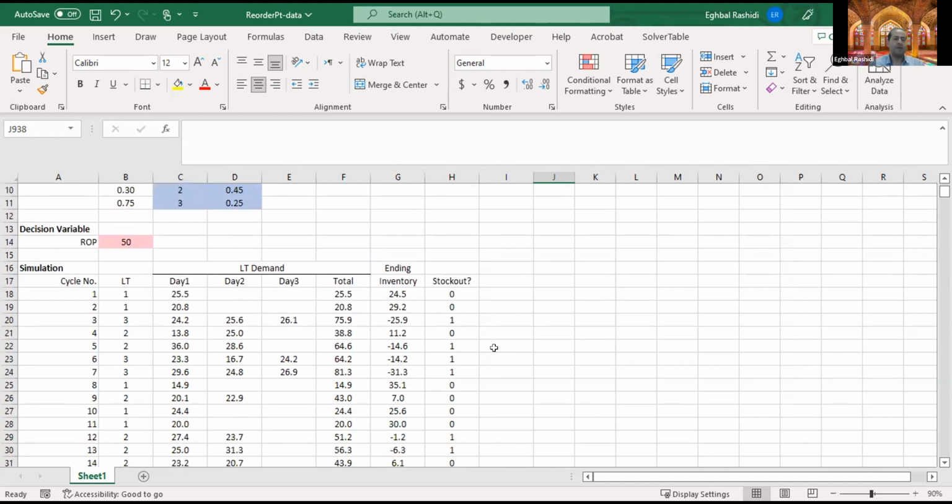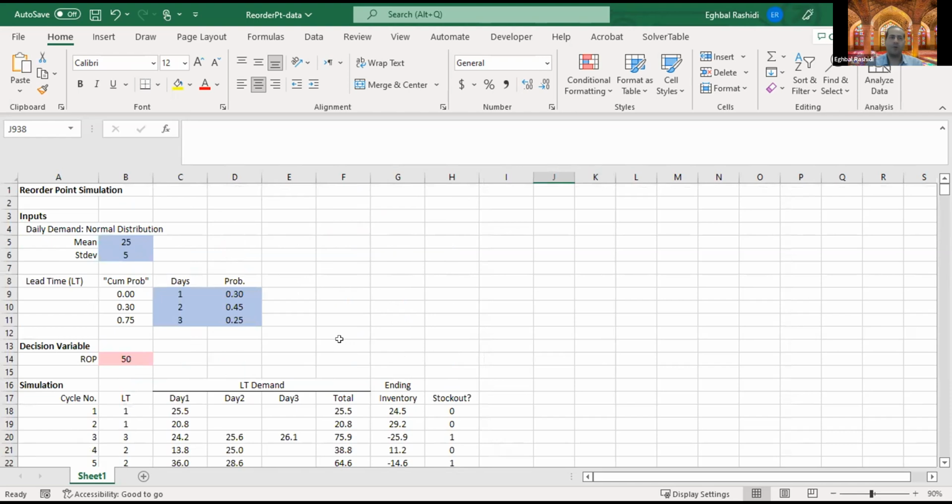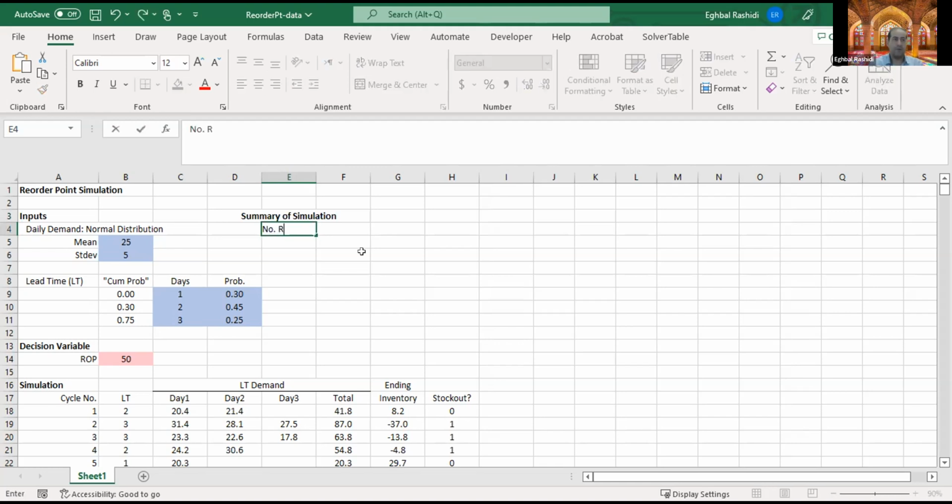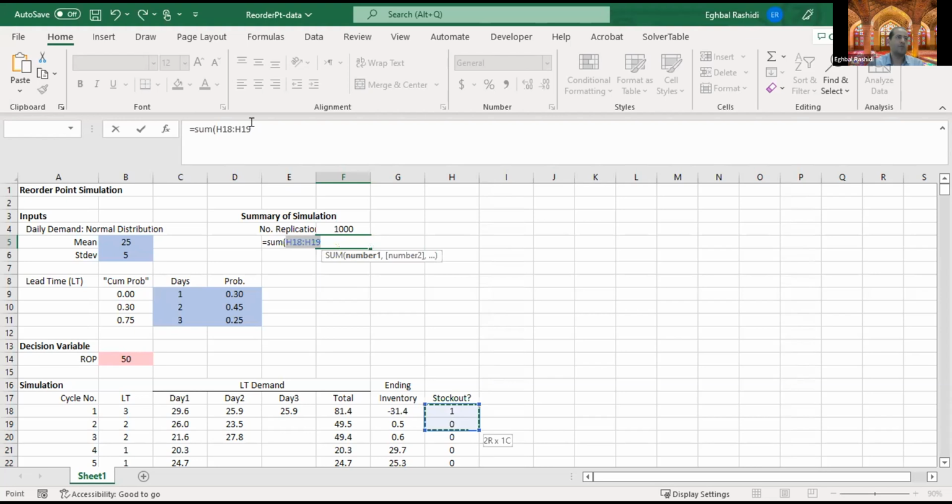And we need to come up with a summary for our simulation. So that's what I'm going to do, a summary simulation here. For example, I want to compute the number of replications, and that's actually 1000. The number of stockouts, which is, I'm just going to sum up these ones and zeros here. So it's going to be H18 up to H1017.